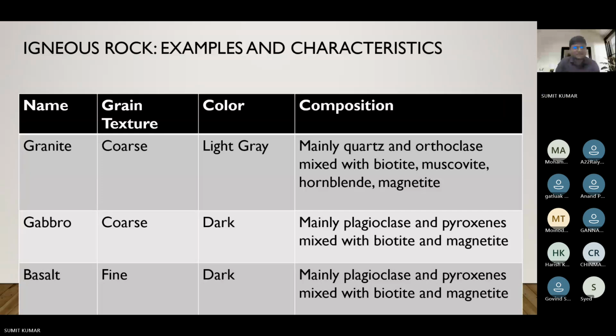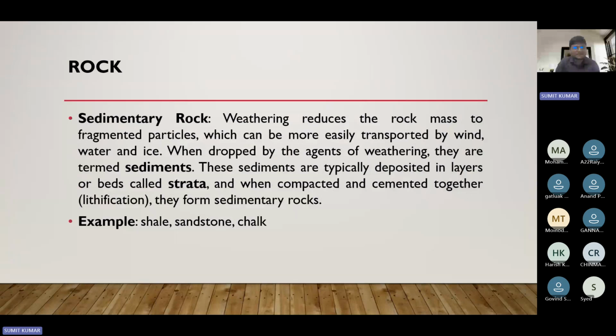Moving ahead, now as we discussed the igneous rock and how it is formed from the cooling of molten magma, now we move to the sedimentary rocks. Those sedimentary rocks are formed by the weathering process, we have also seen this from the rock cycle. So the weathering reduces the rock masses to fragmented particles, which can more easily be transported by the wind, water, and ice. When dropped by the agents of weathering, they turn into sediment.